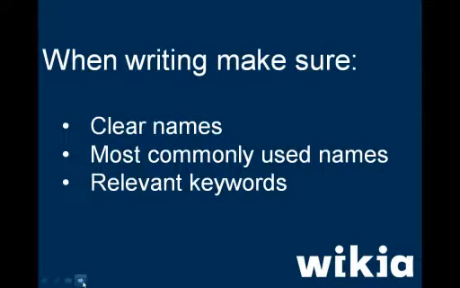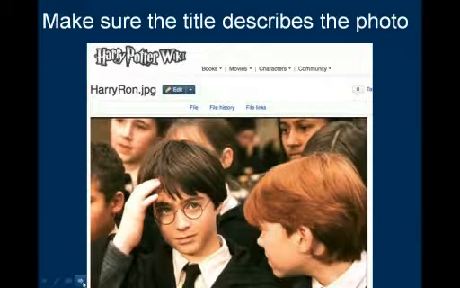When writing, there are a couple of tips, though, you should keep in mind, especially clear names and keywords. It's important that the name of the wiki and all pages, photos, and categories clearly reflect what they are and what they are about. Page names should reflect the most common and popular names of the topic. This also applies to photos and any other media uploaded as well.